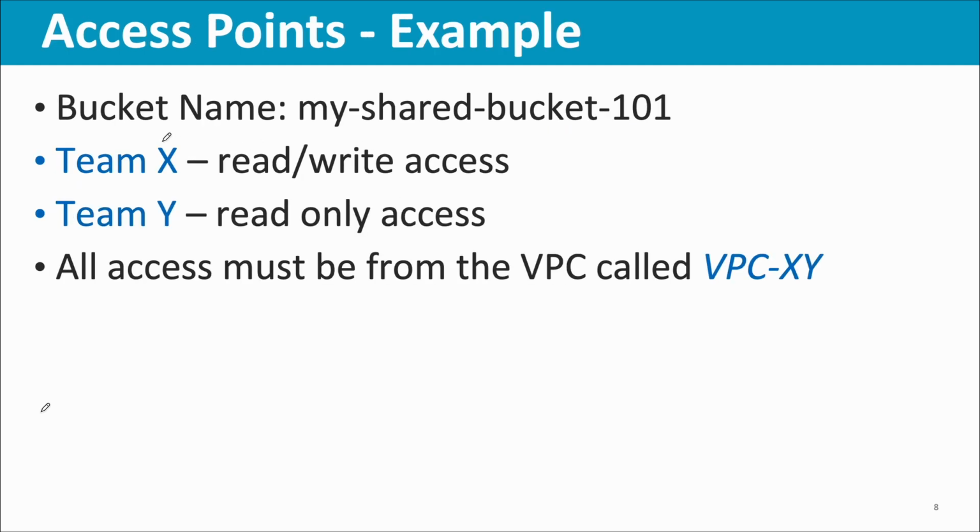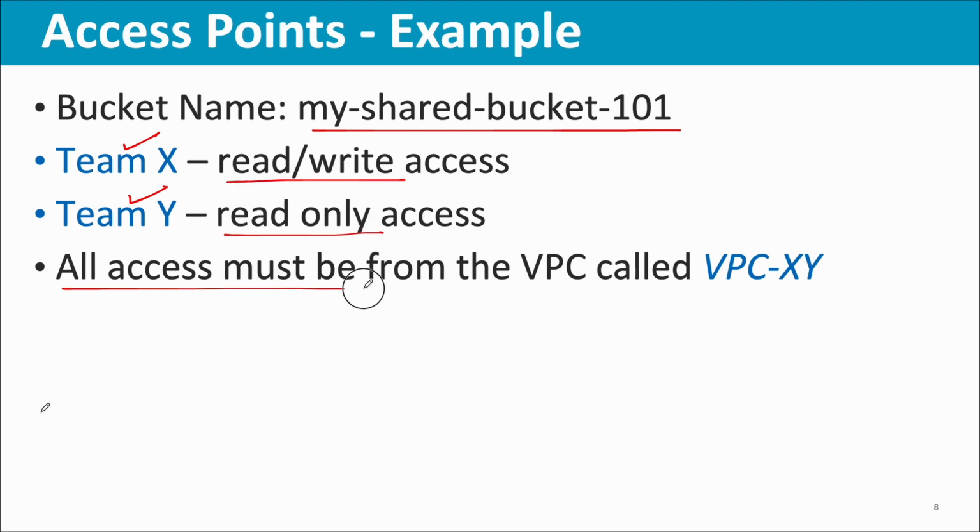So if you take an example, assume that you have a bucket called My Shared Bucket 101 and there are two teams, Team X and Team Y. Team X needs read-write access, Team Y only needs read access. And all access must be from within a VPC called VPC XY.